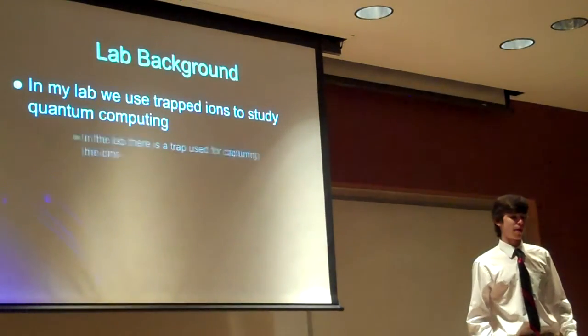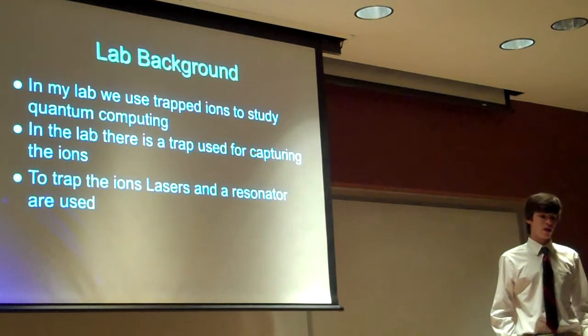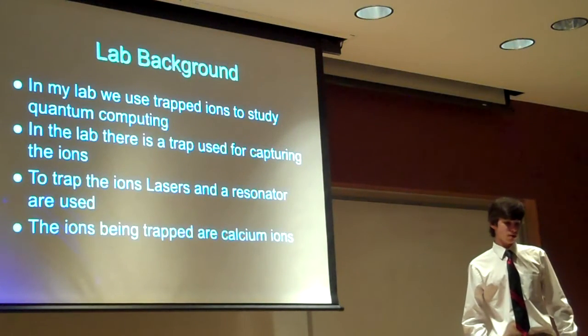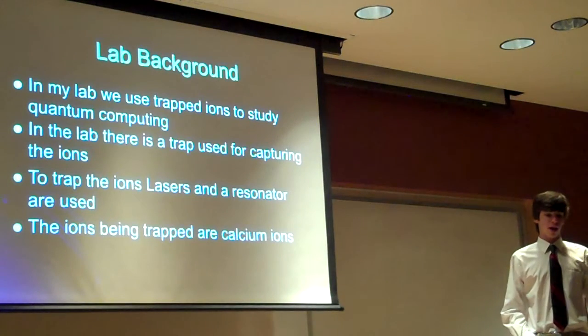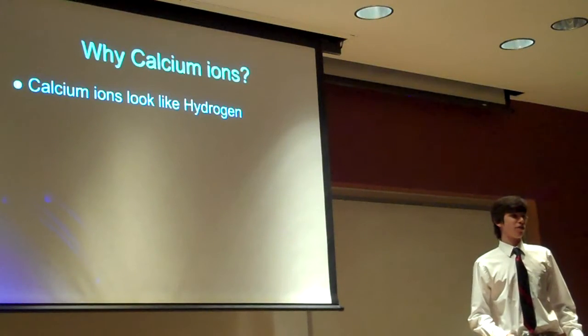But now let's go back to the lab background. In the lab, there's a trap used for capturing these ions. And the way we do it is we use lasers and a resonator. So the ions we trap are calcium ions. And you may ask, why calcium ions? Calcium ions look like hydrogen.